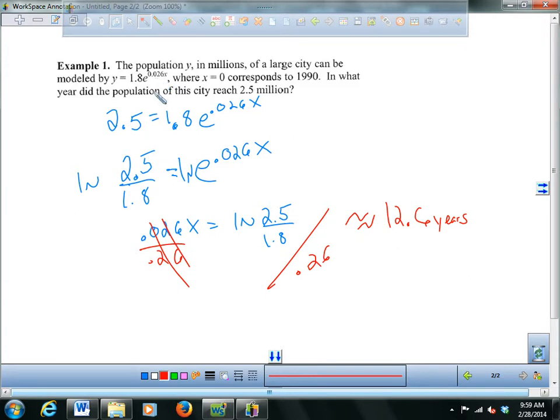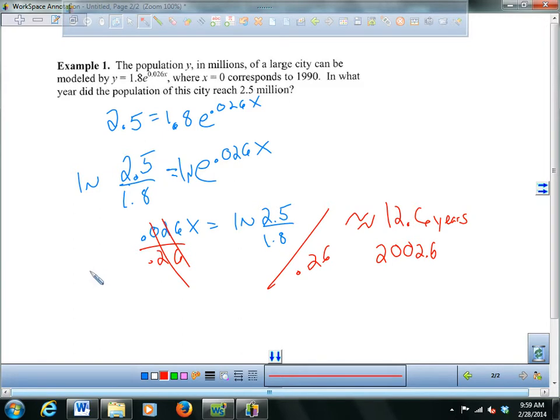That's just what year though? What year? Oh, and what year? So 12.6 years from 1990 would be 2002. That's what the answer book said. That's not right? No, it is.